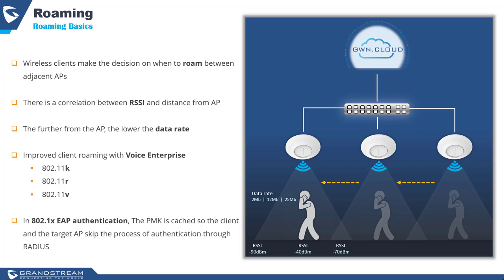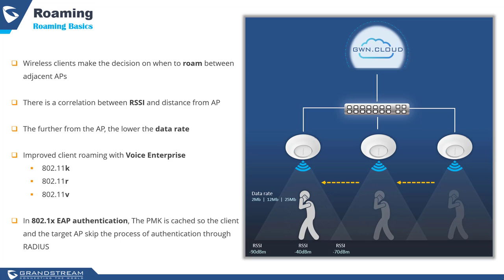So an important thing to always remember is that the decision to roam between APs is made by the wireless client. In other words, it is the wireless client that decides when to roam to the next adjacent AP. One mechanism that is widely used by wireless clients to determine when they need to switch over is called RSSI, or the Received Signal Strength Indicator. And the RSSI metric is a relative value used to measure the signal strength or the signal quality in dBm.